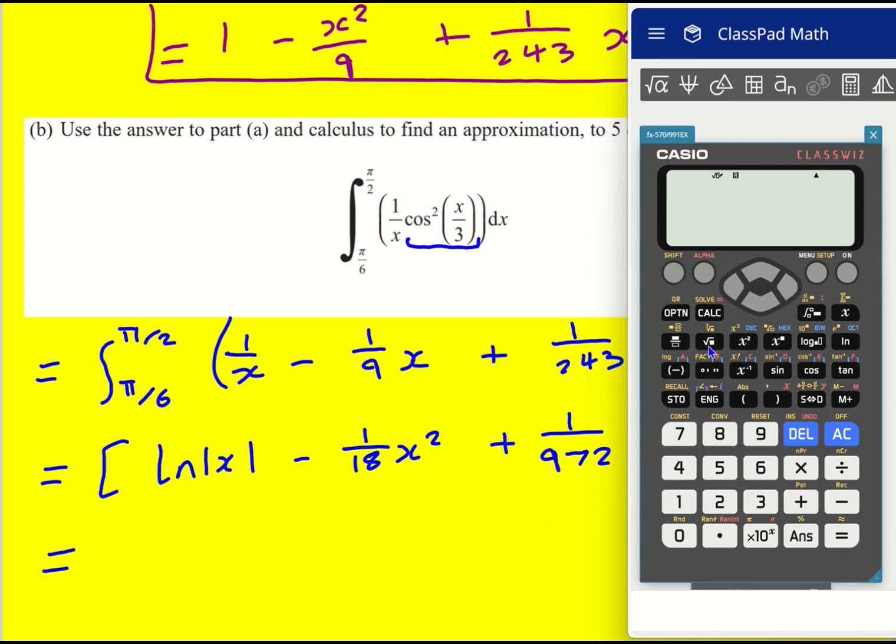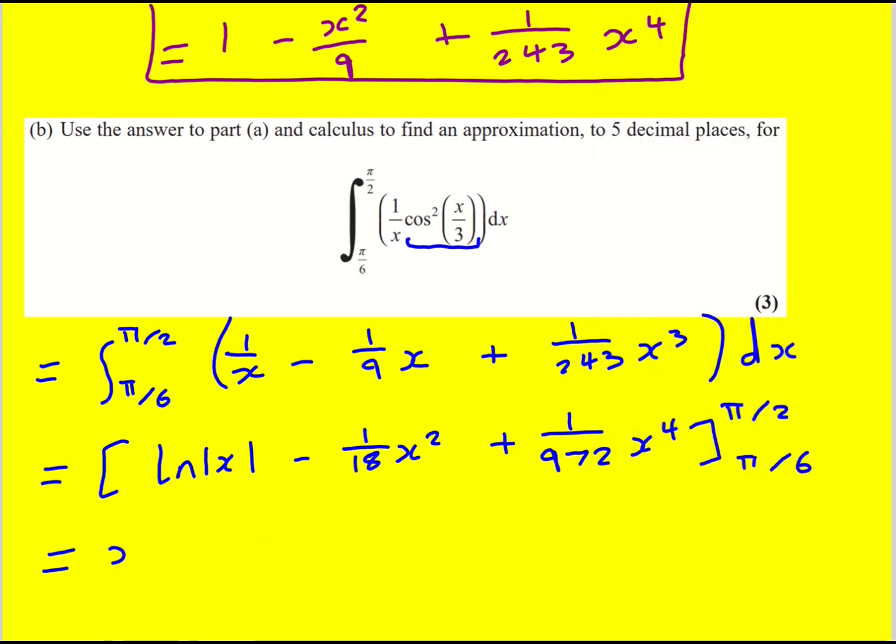But do it carefully, and this is how I advise you do it. Get pi over 2 in as an answer, and then just do, rather than having to write pi over 2 every time, we just do ln answer minus answer squared over 18. You can use the fraction button if you prefer. Plus answer to the 4 divided by 972. 0.32076.